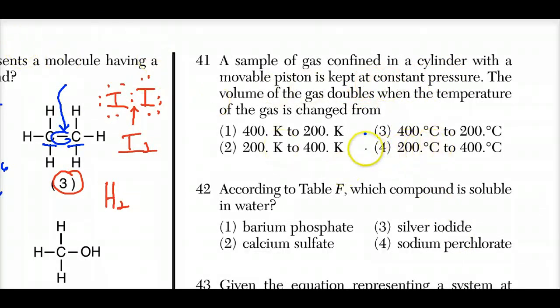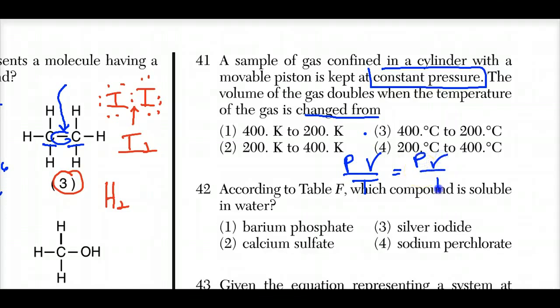Okay, the volume of the gas doubles when the temperature of the gas changes from... So now we're thinking about being at constant pressure. We have this relationship of pressure times volume over temperature equals pressure times volume over temperature. What's staying constant is the pressure, so we're going to get rid of that, and as I've taught you with mathematical equations, you cross it off.